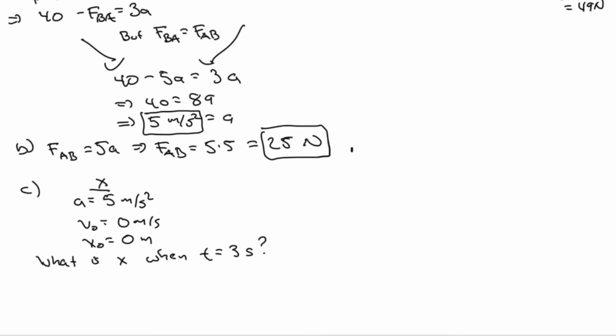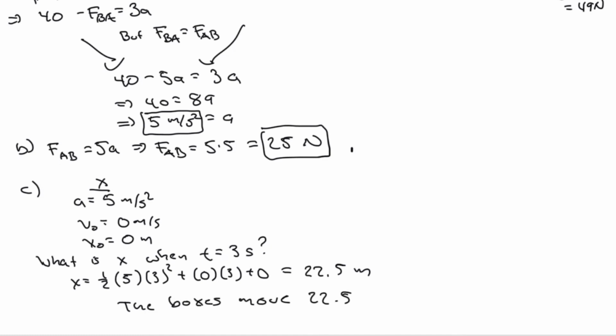And it should be clear that because this is time and position, we should use the first kinematic equation. We write that out, plug in our values, and then we can solve and arrive at 22.5 meters. We finally finish by writing our answer in a sentence and say the boxes move 22.5 meters.